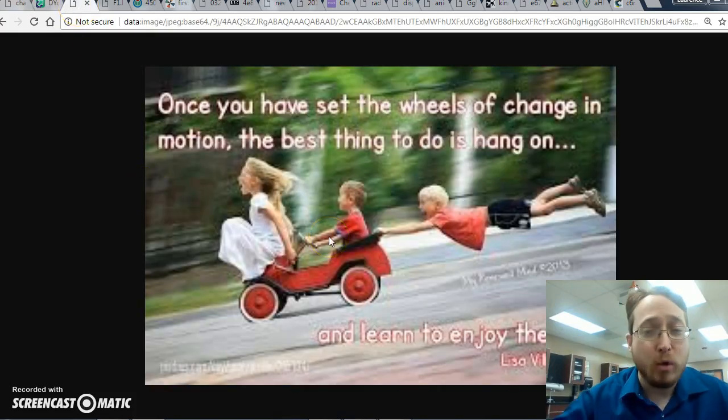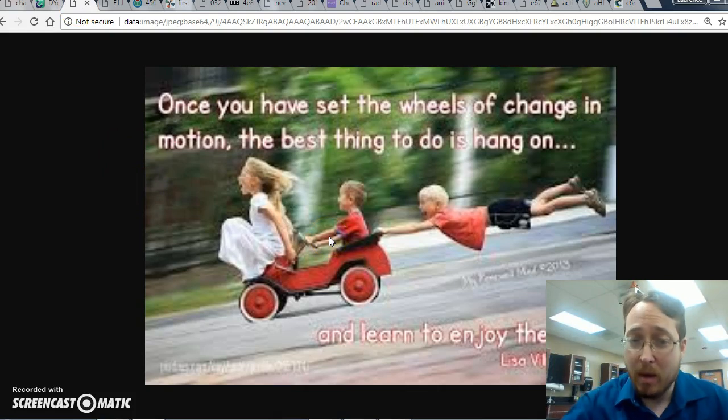You can change the motion, how it's moving. This little buggy is getting faster and faster and faster. I guess it's a wagon. Well, whatever. The way they're moving is changing.